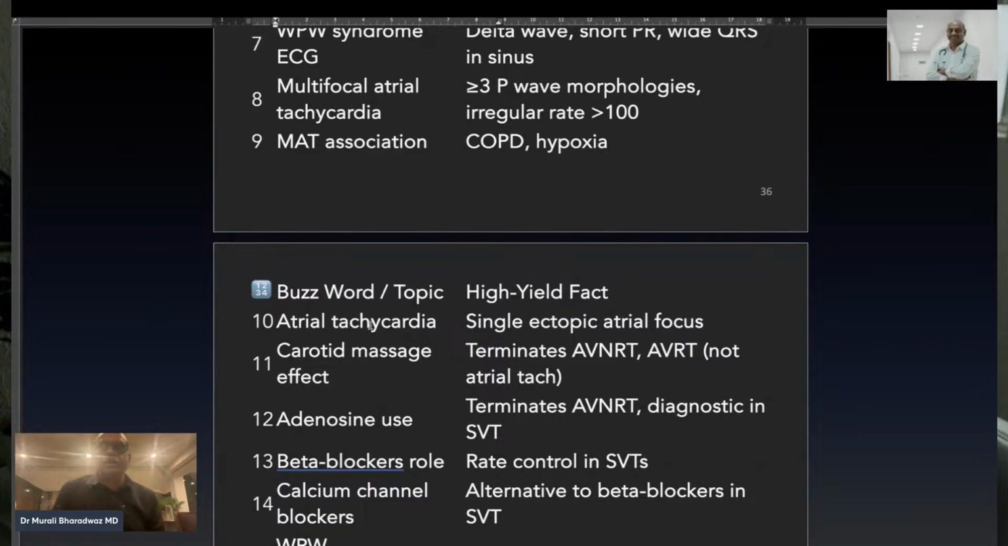So, a lot of times patients with COPD, hypoxia develop multifocal atrial tachycardia. How will you recognize it? Different P waves. One ECG strip will show a heart rate of 140. Another ECG strip, if done again after 4-5 hours, will show 50-60. That much difference. And in that you will have absent P waves. In another strip you will have inverted P waves. So more than 3 P wave morphologies with irregular heart rate more than 100 is diagnostic.